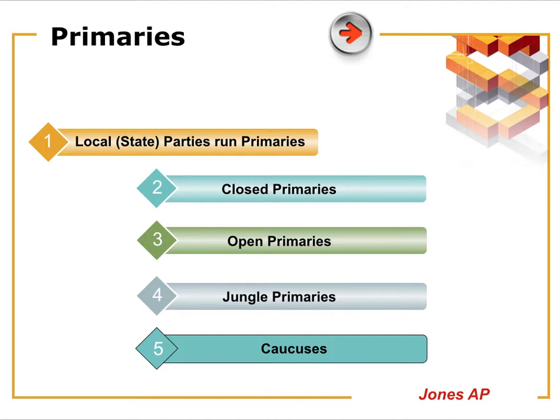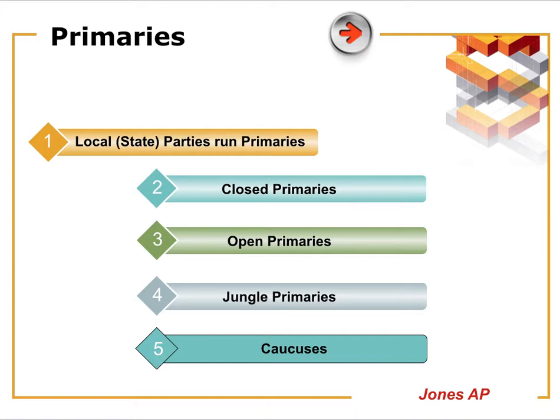But we know that there are 50 local or what we call state parties. And the state parties run the primaries. They do this kind of with some guidance from the national parties. But the reason that the state parties run the primaries is that there is no national primary, and consequently, then there are a number of types of primaries and caucuses, and we're going to look at this again, but it's kind of an introduction now.